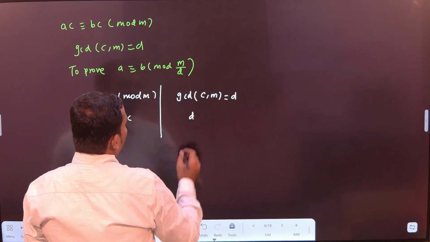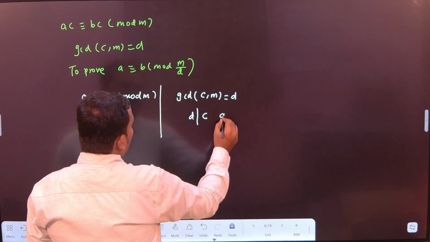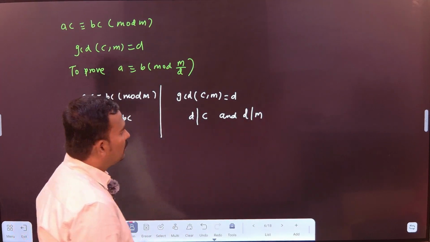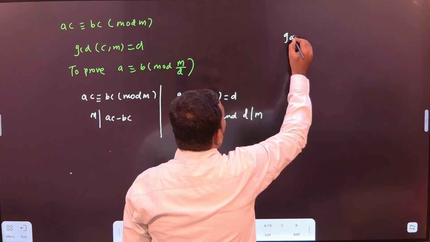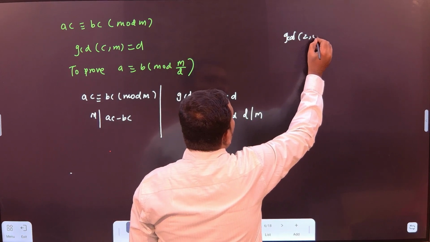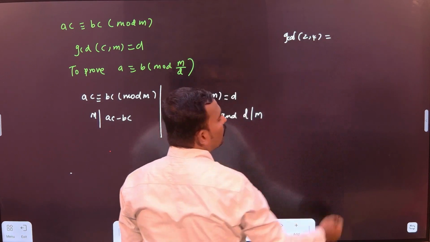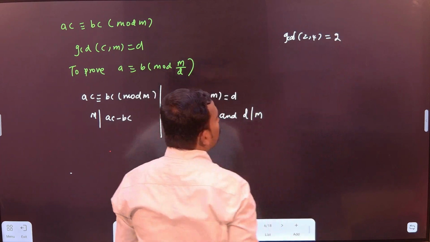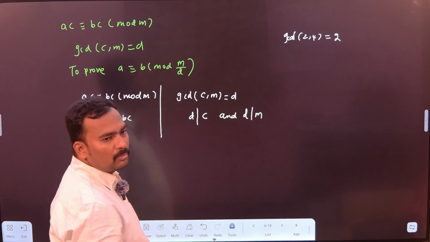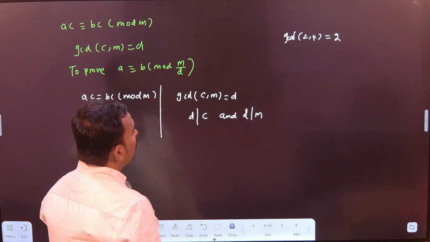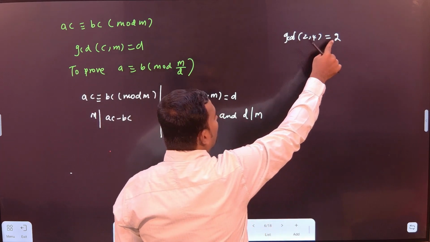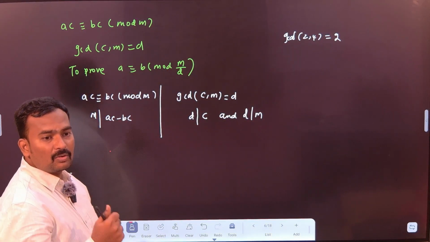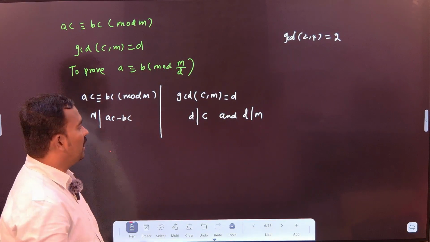Means what? D should divide C and D should divide M. Clear? Because you can see here the GCD of 2 and 4 you can take. The common divisor is what? So 2 only, right? 2 must divide both the numbers. So the greatest would be 2. That means 2 should divide 2 and 2 should divide 4 also. So the greatest common divisor always divides both the numbers, right?